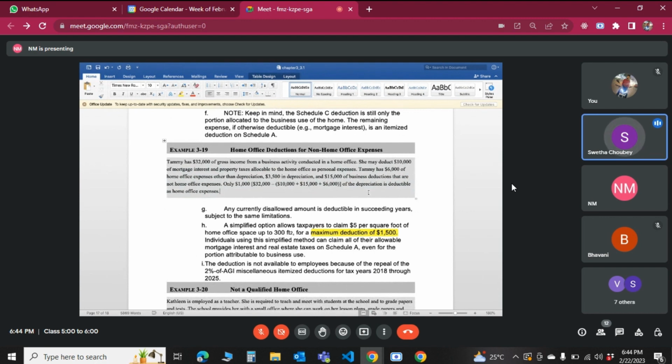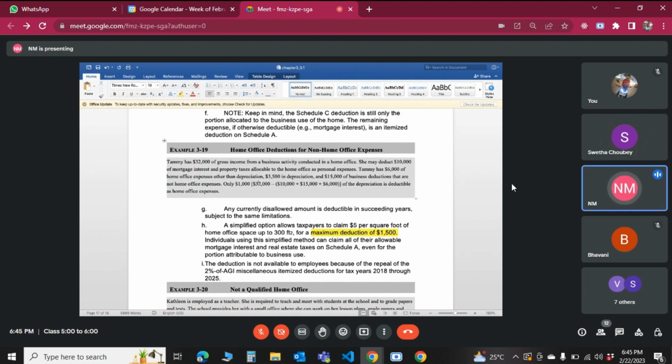Tammy has 6,000 of home office expenses other than depreciation, 3,500 in depreciation, and 15,000 of business deductions that are not home office expenses. Only 1,000 of depreciation is deductible as home office expense.